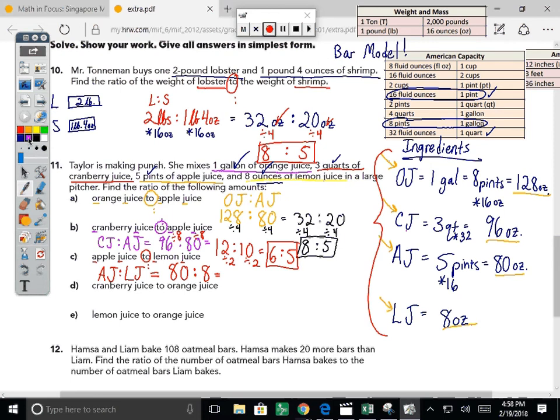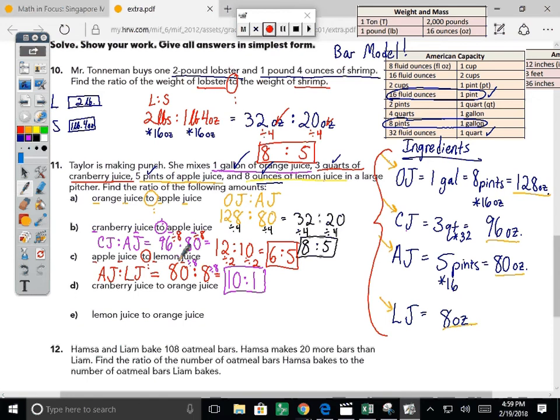And it's not a final answer because, again, we can simplify. What's something that divides nicely into both 80 and 8? I hope you are saying 8. 8 will work. 8 goes into 80 10 times, and 8 goes into 8 just once. 10 to 1 is my ratio of apple juice to lemon juice.